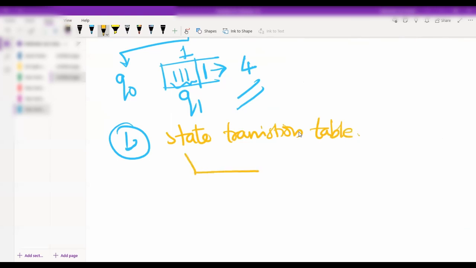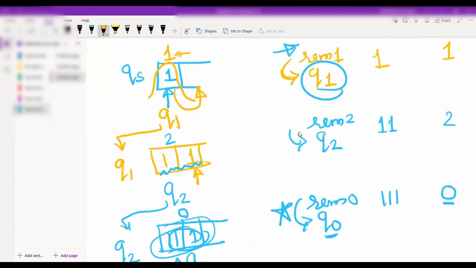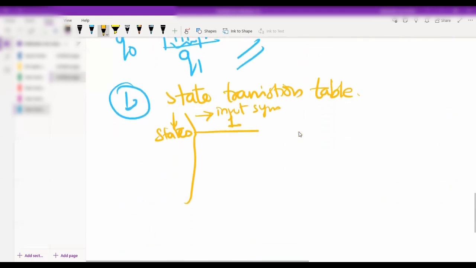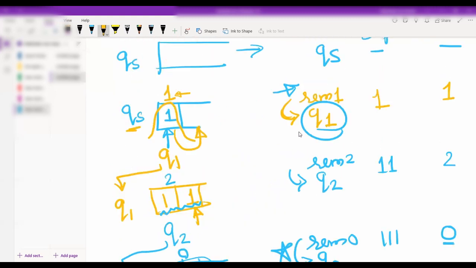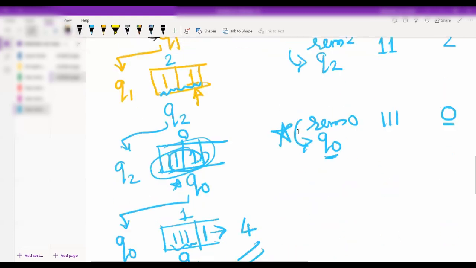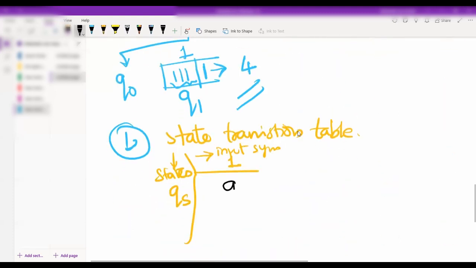So how are we going to write it here? We are going to write the input symbol. What is the input symbol that we consider? That is the number 1. And here we are going to write the states. The first state that we have considered is state QS, so we will write that first. Now QS on input 1, where is it going? QS on input 1 goes to Q1 state.